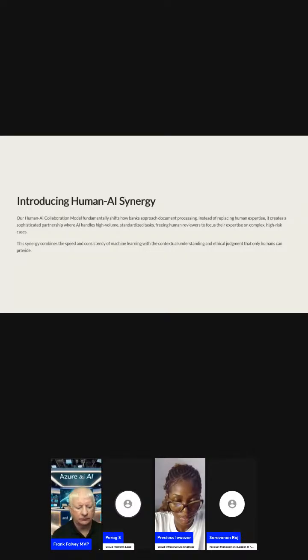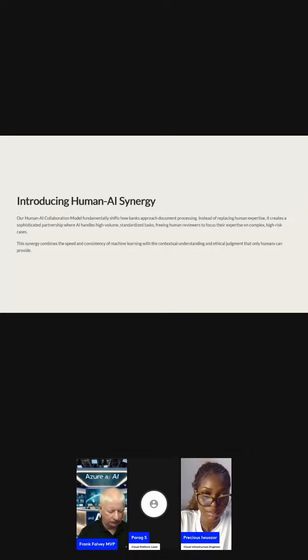So that's where the idea of human-AI synergy comes in. Thanks to my background, we already have certain AI tools like AI intelligent document and AI language at our disposal. The human-AI model fundamentally shifts how banks approach document processing. Instead of replacing human beings, it creates a sophisticated partnership where AI handles high-volume, standardized tasks, freeing human reviewers to focus their expertise on complex and high-risk cases. This synergy combines the speed and consistency of machines with contextual understanding and ethical judgment.